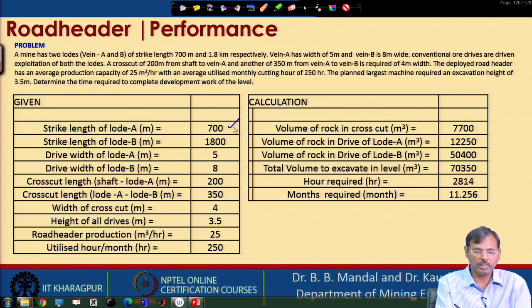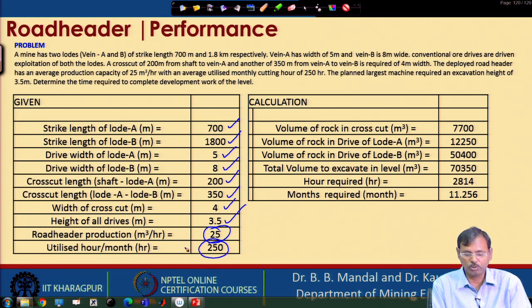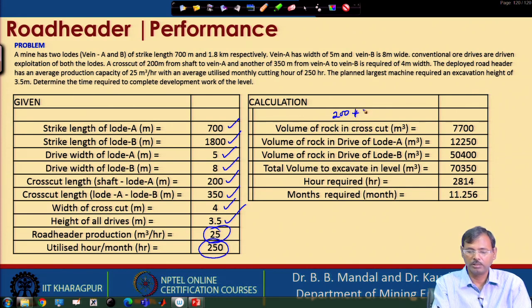The strike length of vein A, vein B, then width of excavation vein A, vein B, cross cut length and width of cross cut, height of all. Road header performance is given 25 meter cube per hour, and monthly available utilized hour is 250 hour. So, the volume of rock to be excavated in the cross cut is 200 plus 350 into 4 meter into 3.5 meter. So, that is coming this one.